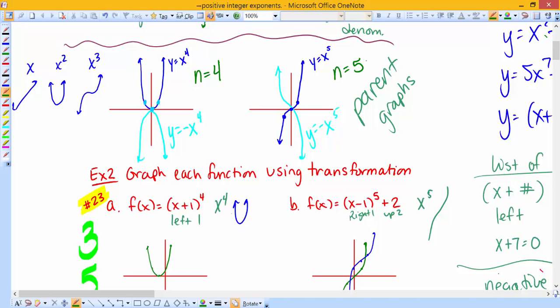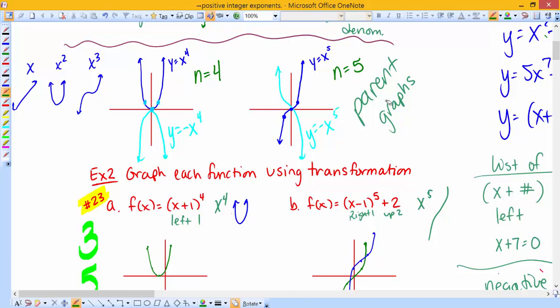and the even exponents, the 2, the 4, the 6, the even degree polynomials will be parabolic in nature. And the odd degree polynomials will be cubic in nature. So they're going to have the same styling of graph. They might have more turning points because that exponent allows for that to happen. But for today, you're just getting your first look. So we're just looking at the parent graphs, and we're going to be graphing these through transformations.